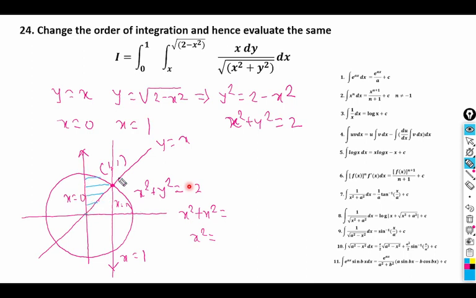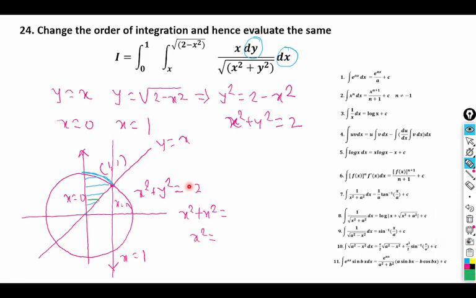First of all, y equal to x is also the boundary, the circle is also the boundary on this side, and x equal to 1 touches at a single point there. The original order was dy dx. We have to make it dx dy, so we'll take a horizontal strip here.